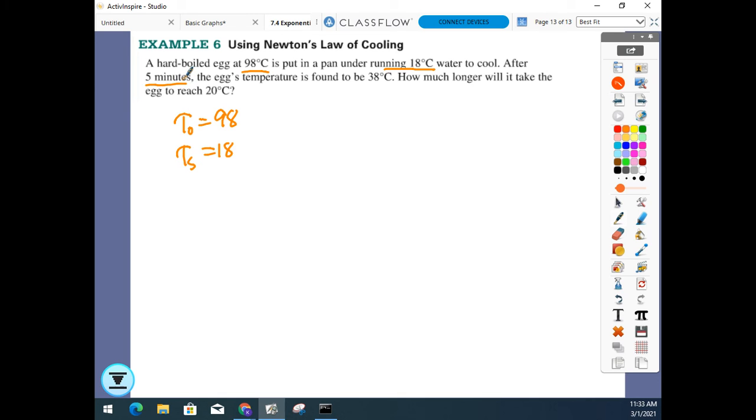This 5 minutes is going to allow us to figure out what our constant is, because this says how much longer, so I want to caution you here. The egg's temperature after 5 minutes is 38. So this kind of all goes together. So we're going to plug all of this in, and this is going to allow us to solve for k. So I know there's not much room, but I squished this all into one side, and then we'll figure out the next part.